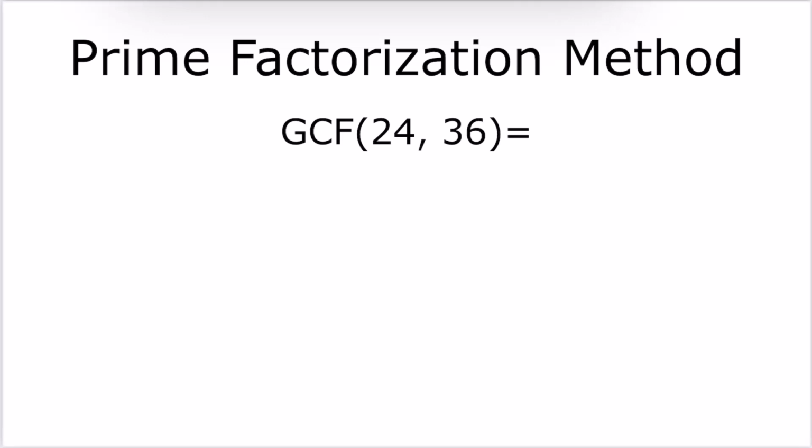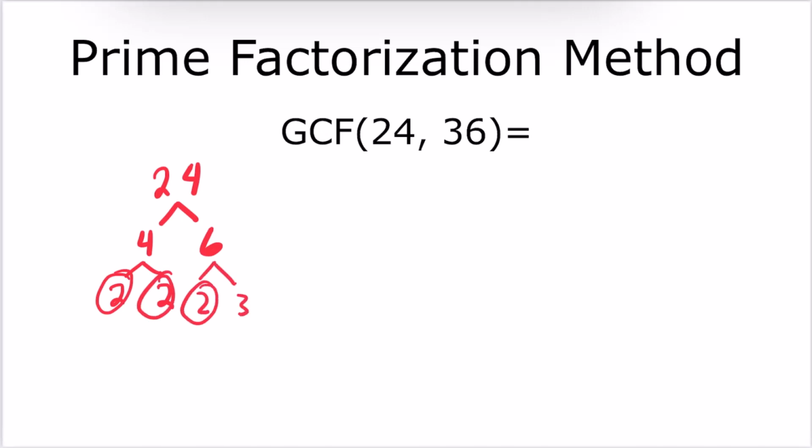So if I find the prime factorization of the number 24, I might say, okay, well, 24 is 4 times 6. So I might split it up into those two factors. Neither one of those is prime, so I'll break them down further. And 4 is 2 times 2, and both of those are prime. 6 is 2 times 3, and both of those are prime. And so 24 equals 2 times 2 times 2 times 3.